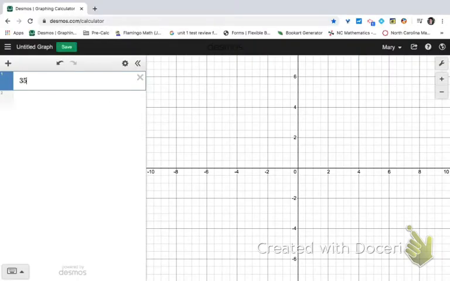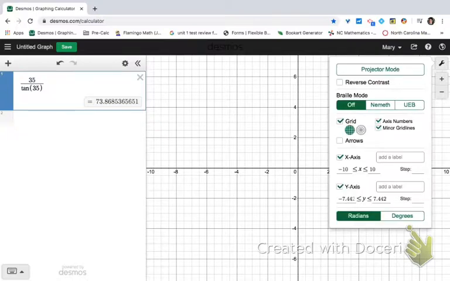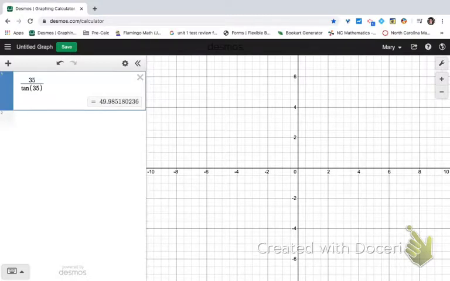All right, so 35 divided by tangent of 35 degrees. Now we want to make sure that we're talking about 35 degrees here. So we're going to go back to the little wrench. Oh, sure enough, it's in radian mode. We need to change it to degree mode, and that will change my answer.